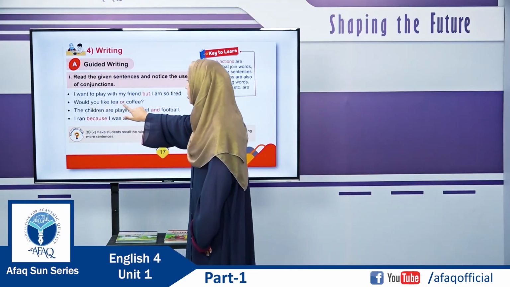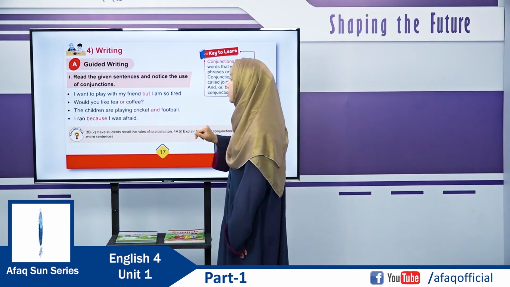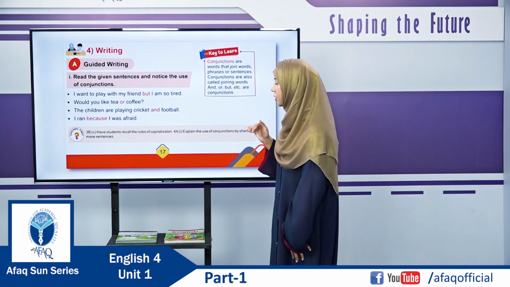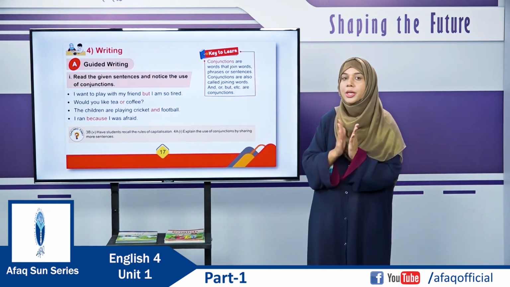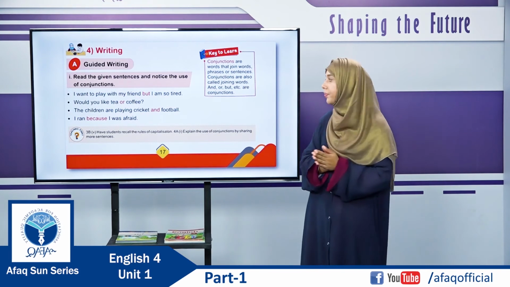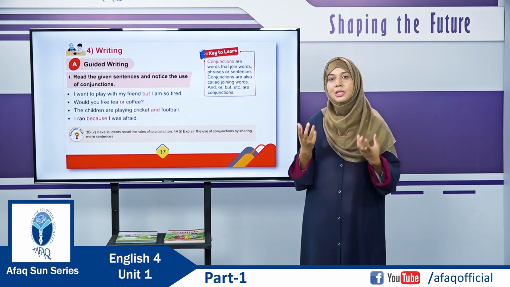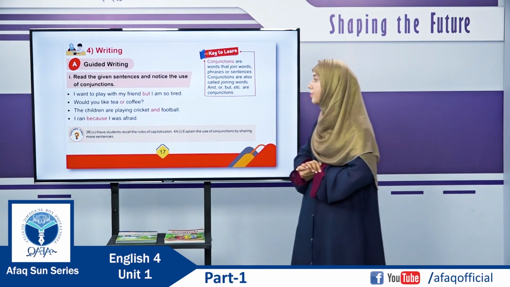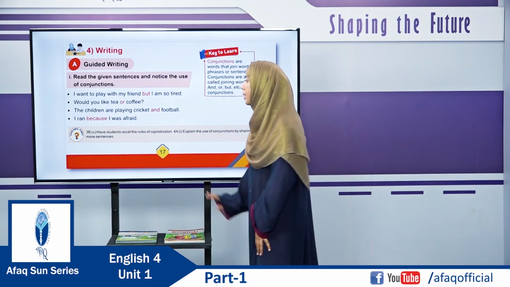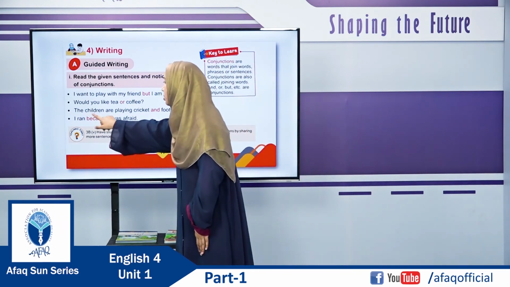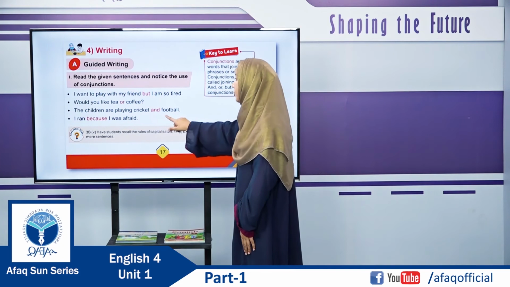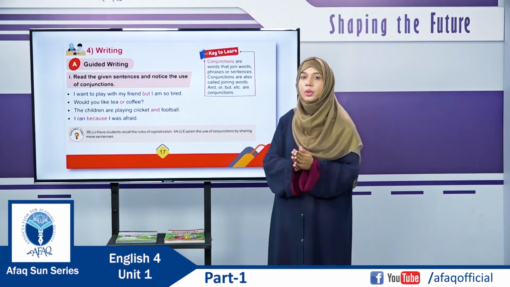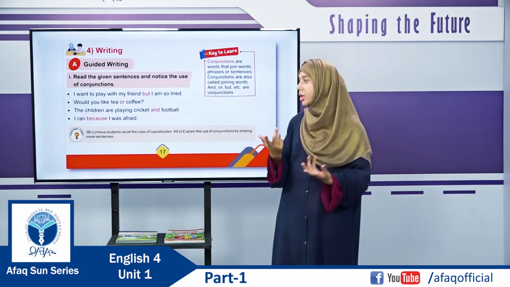Would you like tea or coffee? Okay, so the conjunction here is or. Yes, it is in red color. So this is a conjunction. And which two words have been joined by using this conjunction? Tea and coffee. These two words have been joined by using this conjunction. So here conjunction has been used to join two words. Now let's see the third one. The children are playing cricket and football. In this sentence as well, we have used conjunction and to join cricket and football, two words.